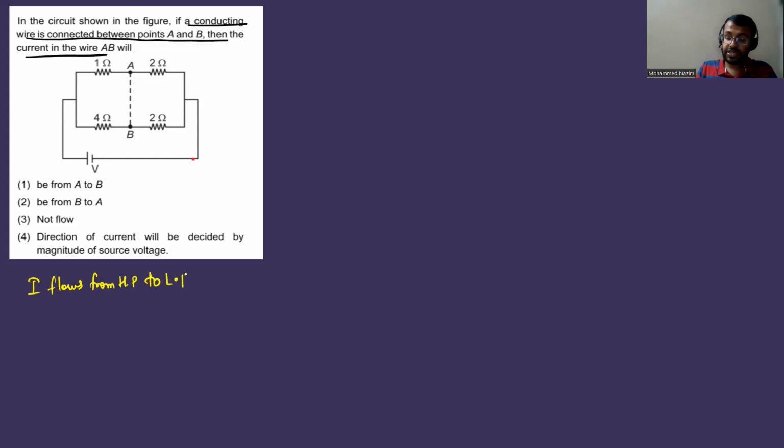So what you can do first is, first find VA minus VB. Using KVL, you find out VA minus VB, so that we can get to know if VA minus VB is positive, then potential at A is more than potential at B.